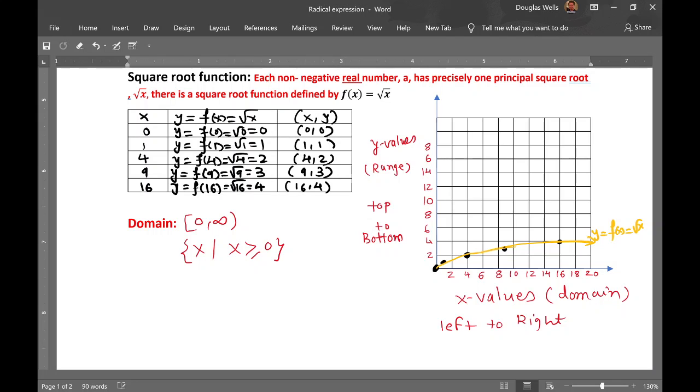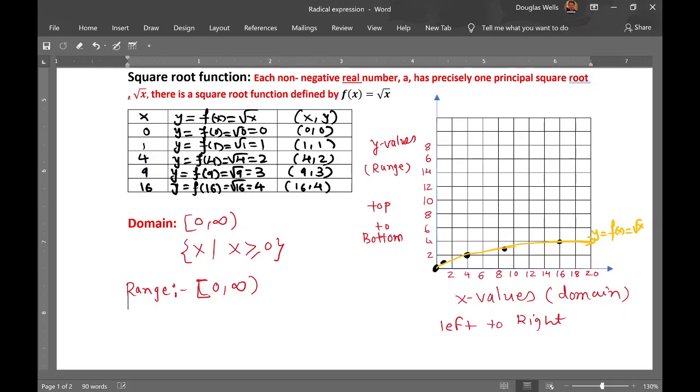Now let's look at the range of this function. So the range comes from the y values. So your smallest y value is 0. It starts at 0 and keeps going. So if you keep increasing your x value forever, your y values are going to keep increasing. So your range from bottom to top is 0 to infinity. So we're going to write 0 to infinity.